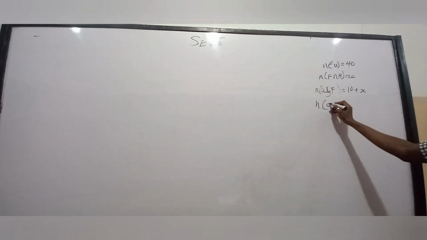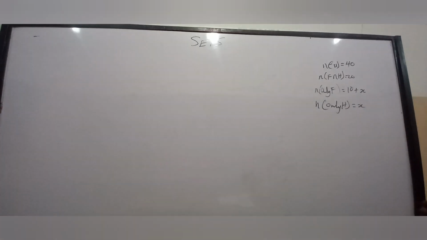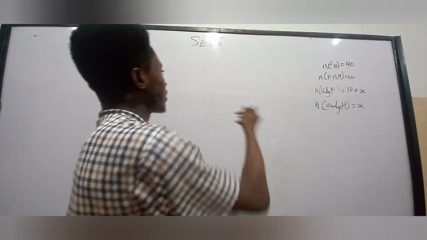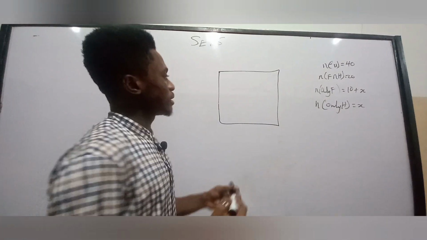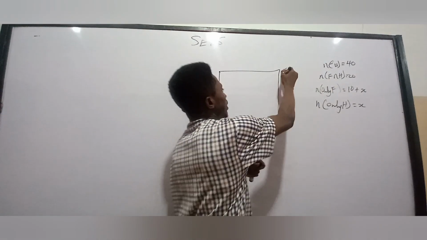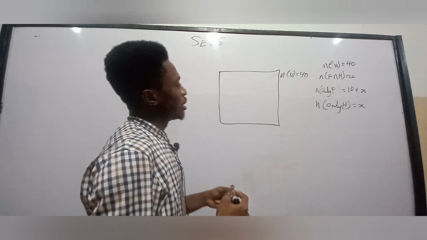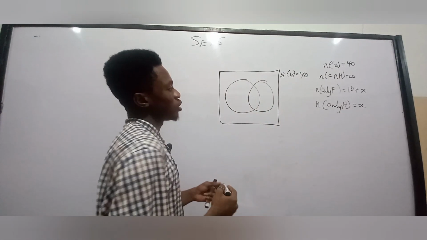So the number of only history is what? X. So I'll come back to it. I was just writing it, but I'll come back to it. So this is the question. The question says that in a class of 40 students, so the universal number of union is 40. And you know that since it is a two-set problem, this is how it looks like.